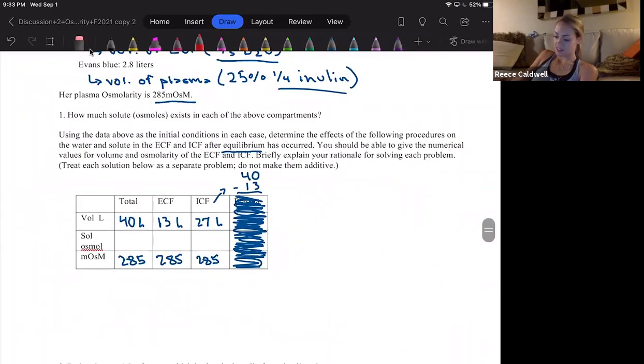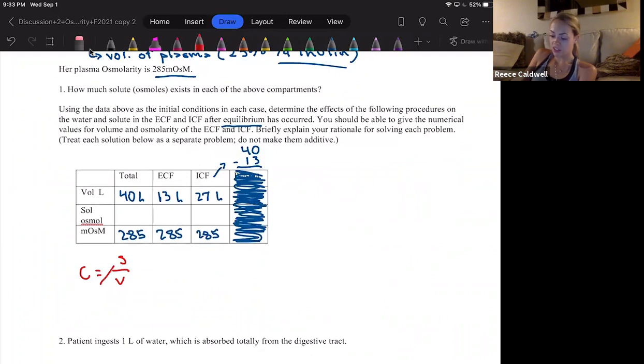So we'll take that C equals S over V, solute over volume, and manipulate it using the crisscross method. And what we'll get is S equals concentration times volume. So now all we need to do is some really simple math.